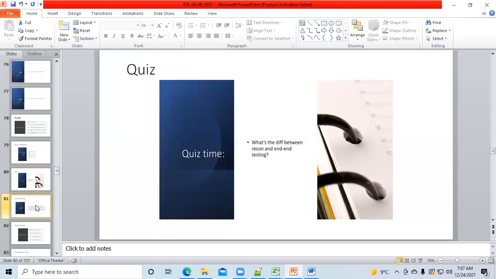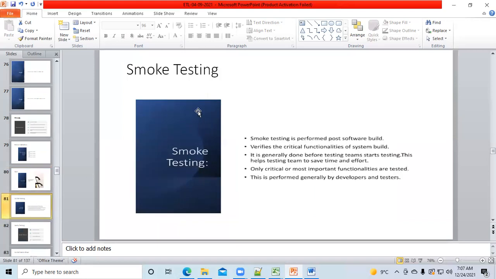Yeah. The next question: let's start with smoke testing, and then we'll discuss why the name is smoke testing and all these things. Smoke testing is performed post software build. First of all, let me tell you what smoke testing is, then we'll go through these points. First of all, let me tell you why the name is smoke testing, where it came from.